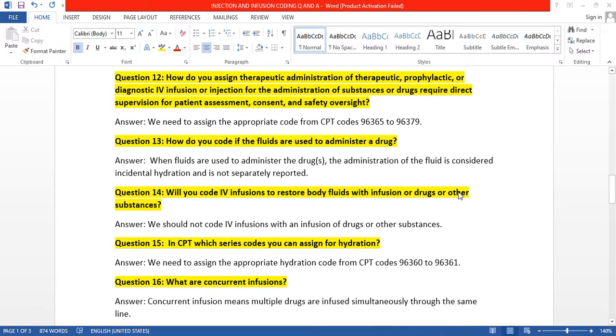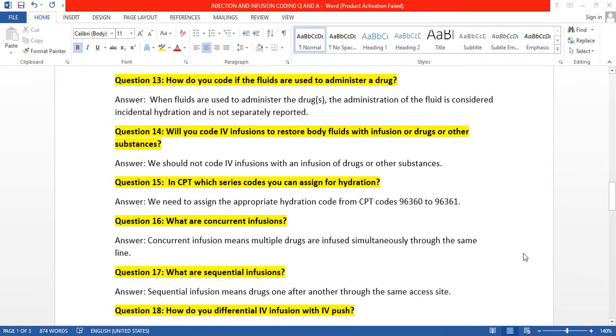Question number 12. How do you assign therapeutic, prophylactic or diagnostic IV infusion or injection for the administration of substances or drugs that require direct supervision for patient assessment, consent and safety oversight? Answer. We need to assign the appropriate code from CPT codes 96365 to 96379. Question 13. How do you code if the fluids are used to administer a drug? Answer. When fluids are used to administer the drugs, the administration of the fluid is considered incidental hydration and is not separately reported.